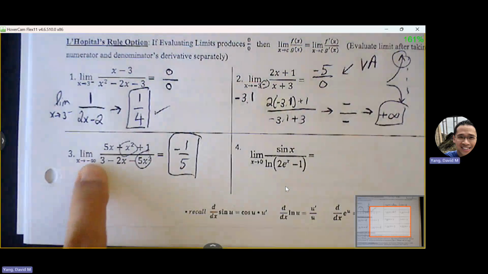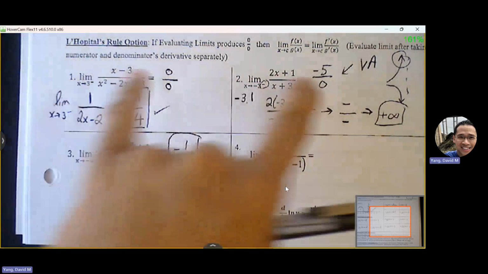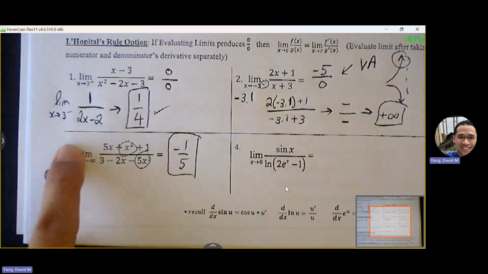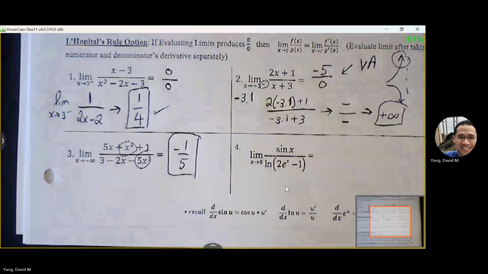So we have a different set of rules for infinity. For real numbers, you plug in, and then you use that result to help you decide what to do. With infinity, we compare degrees.